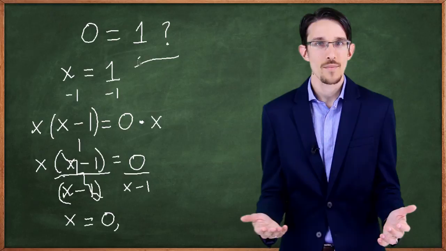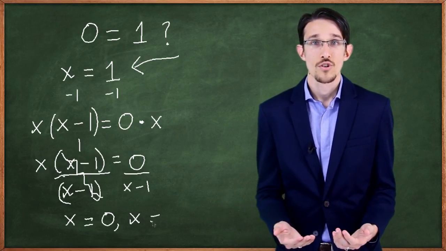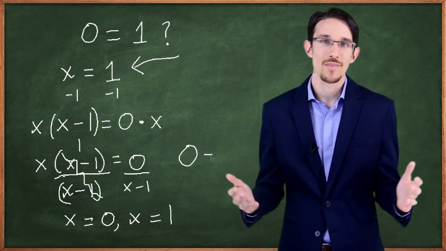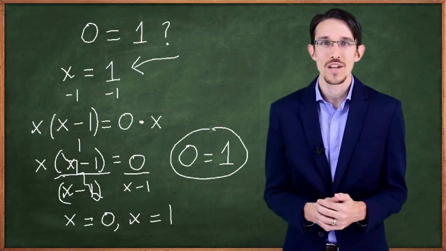Wait, our first statement was x equals 1. Now we found that x equals 0. So guess what? 0 equals 1. We did it! Amazing. Proved it. I told you we'd blow your mind. Hope you enjoyed that. Thanks.